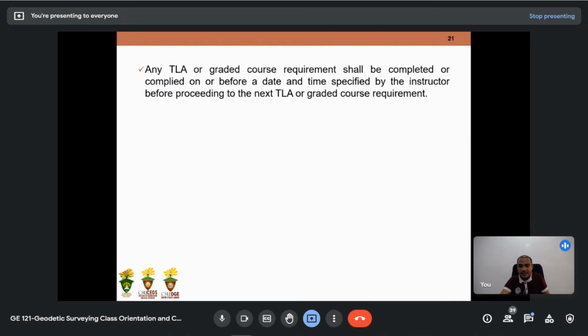Then any TLA or graded course requirement shall be completed or compiled on or before a date and a time specified by the instructor before proceeding to the next TLA or graded course requirement. So this is important, no, and I know nakasabot na mo ani na if ever naga graded assessment ihatag si instructor, you need to comply sa katong date nga gihatag as deadline sa inyong instructor.